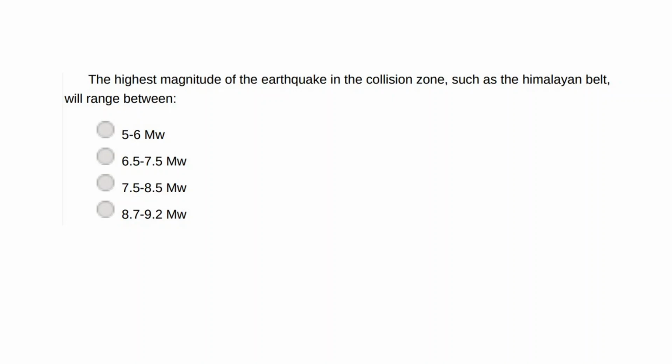The highest magnitude of the earthquake in the collision zone, such as the Himalayan belt, will range between, like, this is just if you can make a guess, what will be the highest magnitude of the earthquake in the Himalayan belt.